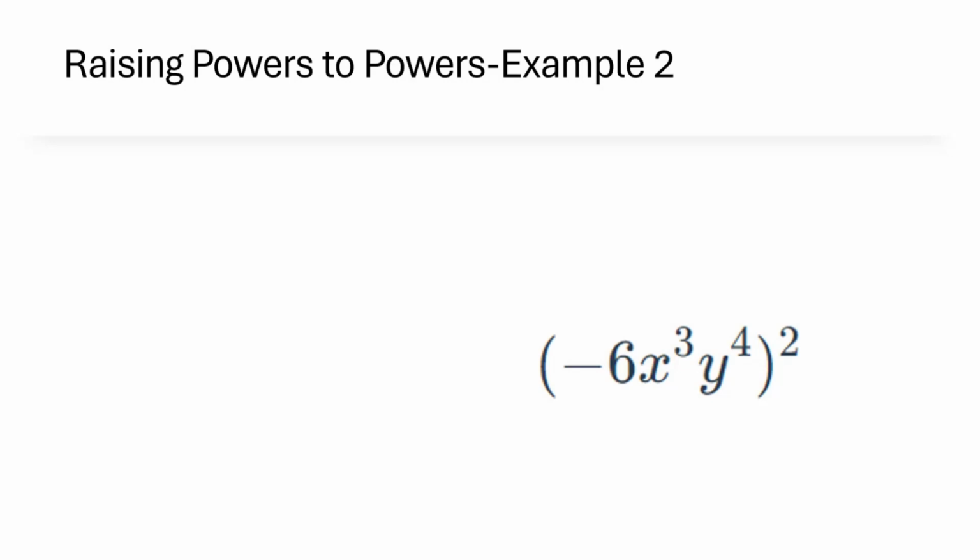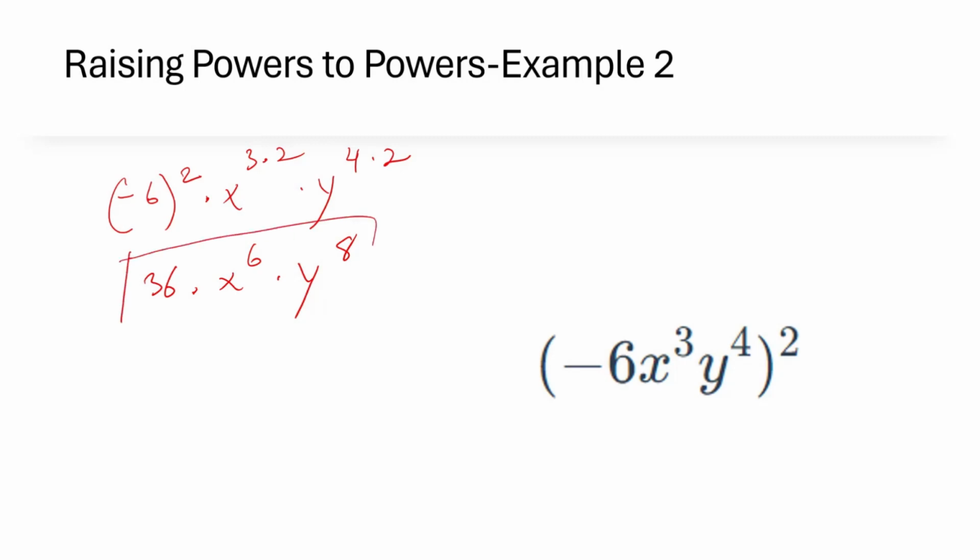So the first thing we're going to have here is negative 6, all squared, times x to the 3 squared, times y to the 4, and the square. We're multiplying everything by 2. So negative 6 squared is going to be positive 36 times x to the 6 times y to the 8. So this completes this example.